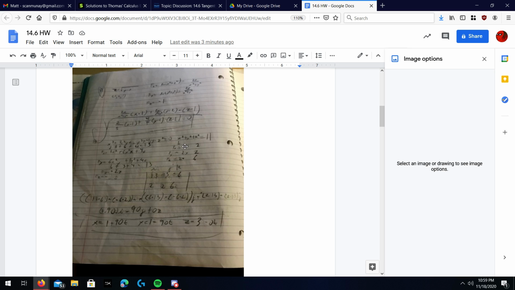So you have 2x, the partial derivative with respect to x being 2x, for y it'd be 2y, and for z it'd be 2z. You substitute the point in, so you have 2, 2, 6, and it's 2 times 1, 2 times 1, 2 times 3. Then you do the same thing here, but it's a little bit more math because it's bigger numbers. Here you get 13 for x, 13 for y, and because it's negative 2 times 3, it's negative 6.